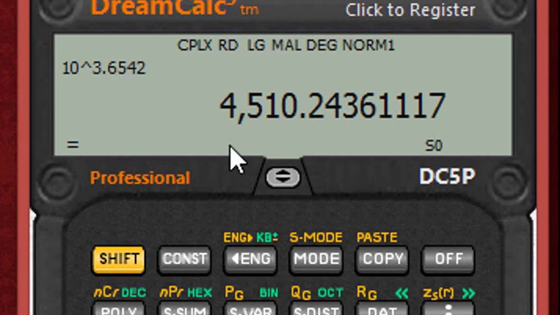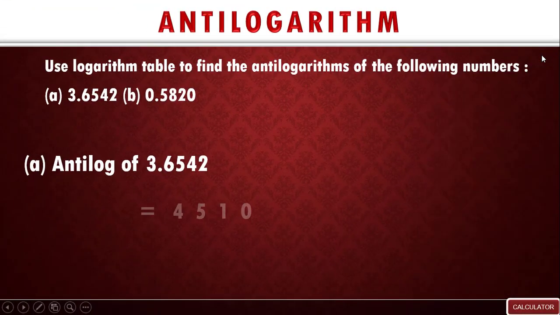So our antilog should be 4 digits. So anything after this last 4 digits will be approximated. So if we approximate this to 2 will give 0. If we add the 0 to this 0, it will still be 0 that we have here. So our final answer there will be 4510. Okay, so that's our final answer.